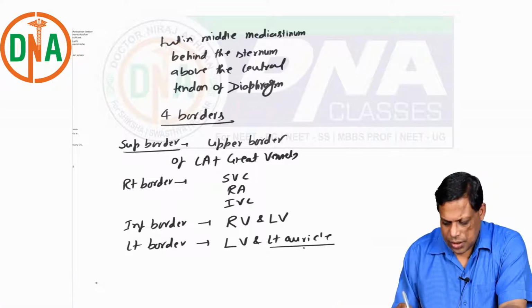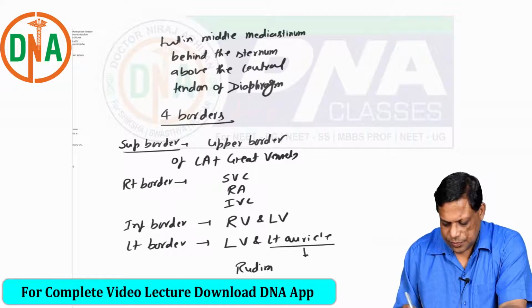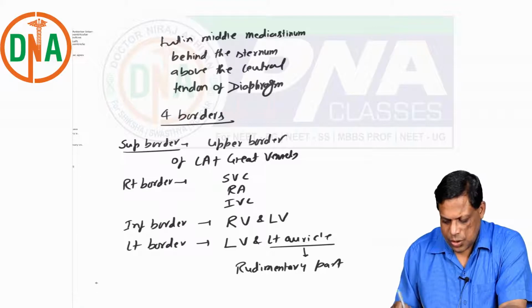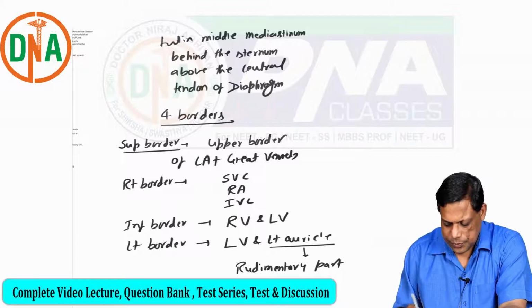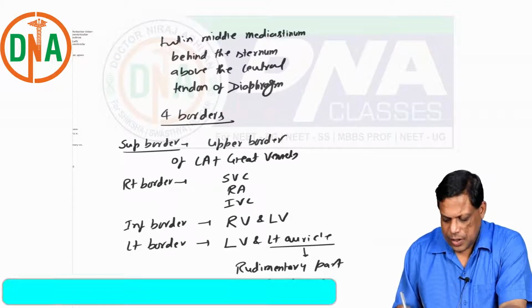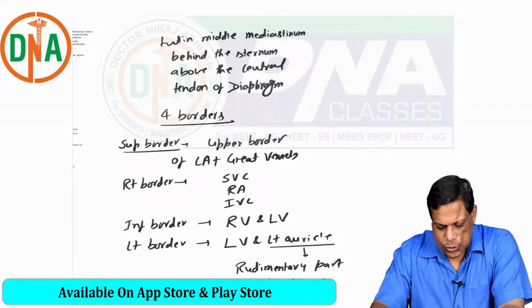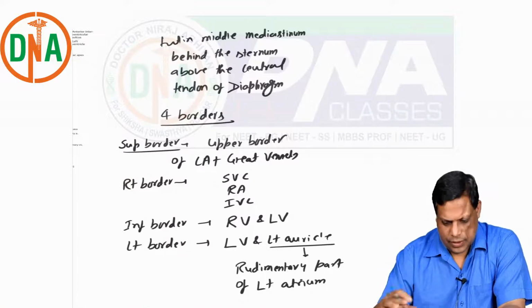What is an auricle? The auricle is a rudimentary extension, a rudimentary part of the left atrium. The same auricle, the right auricle, is present on the right side also. So these are the four borders of the heart.